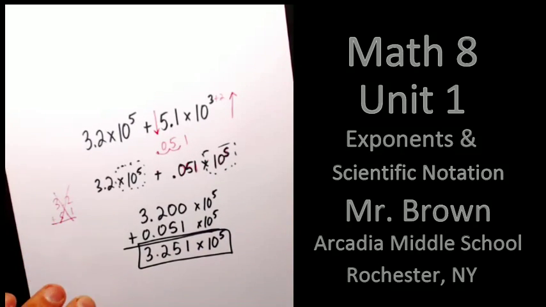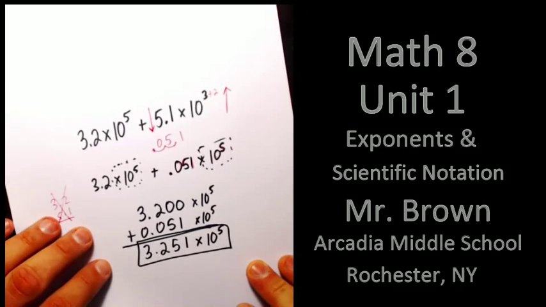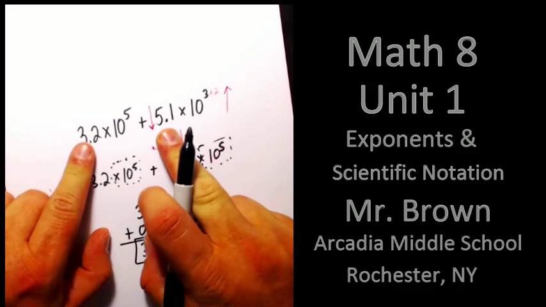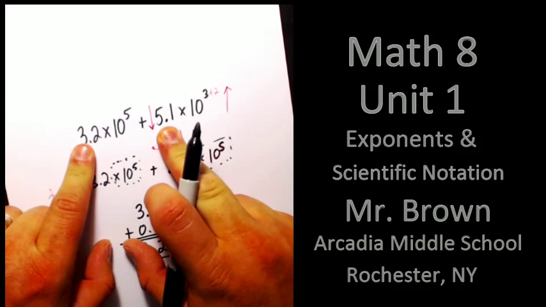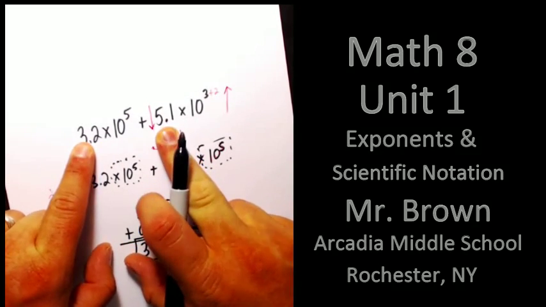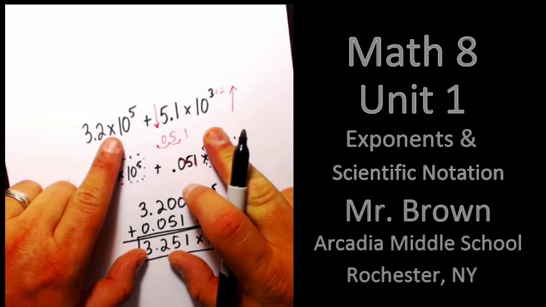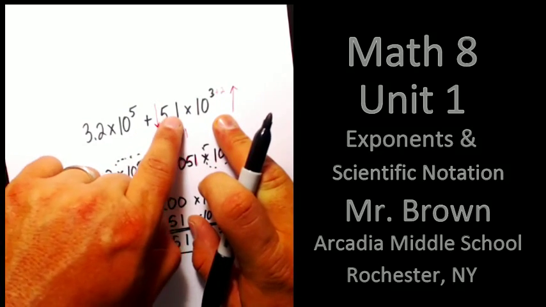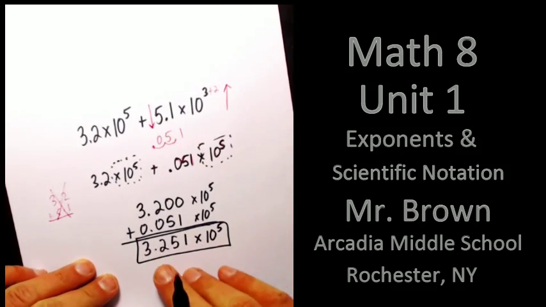That is correct scientific notation. So again, when you add or subtract like terms, you can do that with the coefficients. When they're not the same, you have to bump it up to make it the same and compensate by making this decimal either larger or smaller.